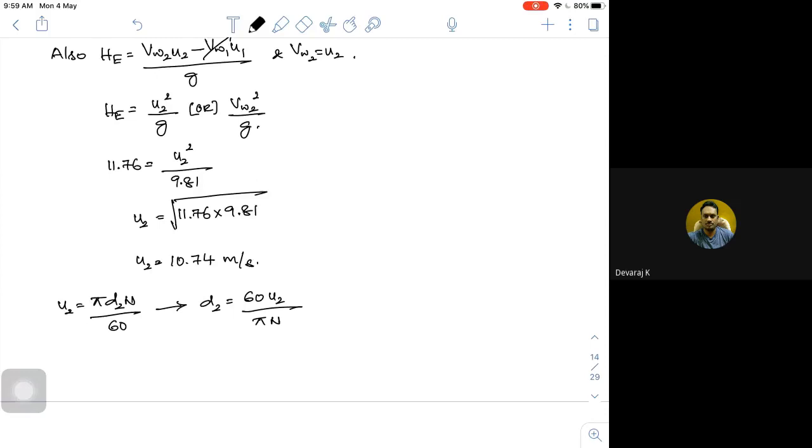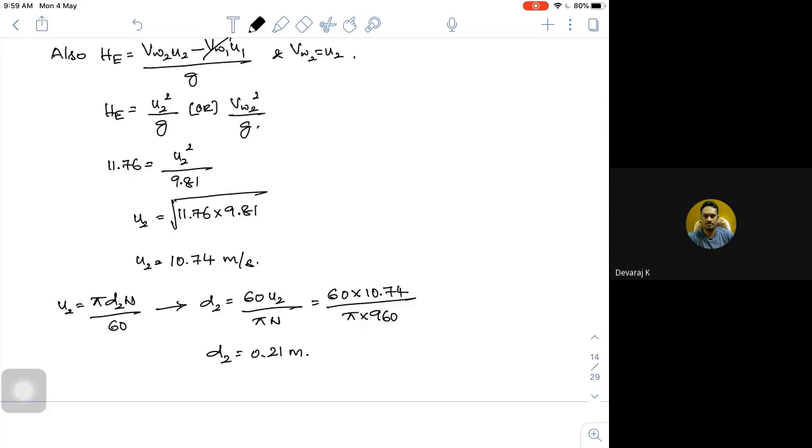So substitute everything: 60 into 10.74 divided by pi into n, where n is 960 rpm. So what is the value of d2? If I substitute, I am getting around 0.21 meters, or you can find it as 21 centimeters. So that is your d2.